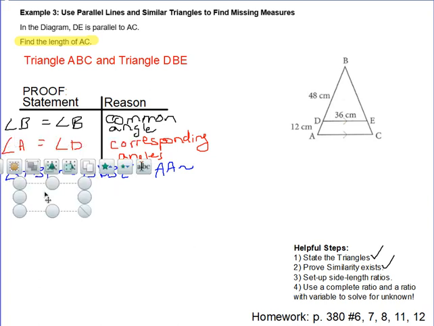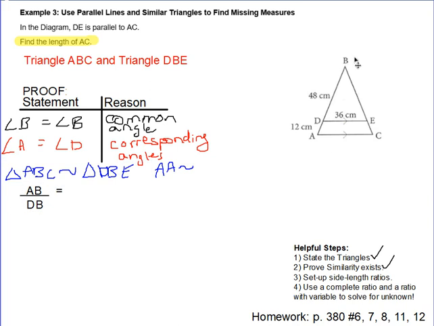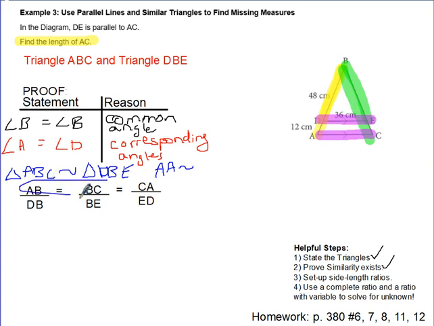Set up the side length ratios. So AB corresponds to DB. It's like AB is there, DB, it'd be right on top. BC corresponds with BE. And lastly, CA corresponds with ED. Again, very important that we keep, notice how I kept triangle ABC as the numerators every single time and triangle DBE as the denominators every single time. It's very important that we do that. We do not want to end up flip-flopping.